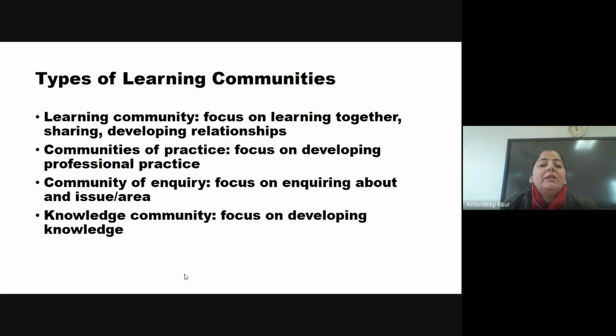There may be three different types of learning community. What we mean by a learning community is a community that focuses on learning together, sharing and developing resources. Say, for example, as a faculty member for my professional development, if I want to undergo some MOOC courses or training programs, I can connect with faculty of some other university and we together can go for those courses by helping each other.